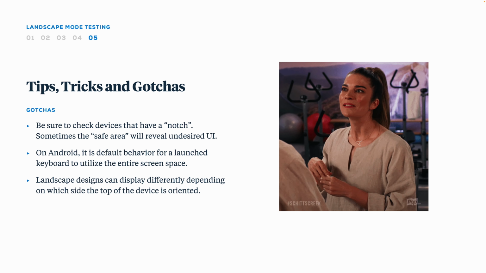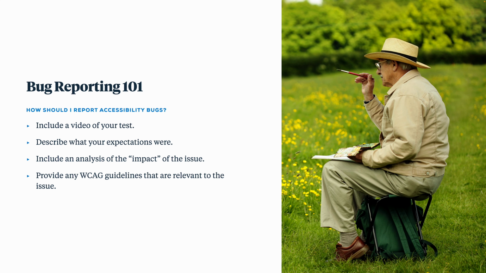Also, landscape designs can display a little differently depending on which side the top of the device is oriented. So along with great accessibility testing comes great bug reporting. What you should do is make sure you capture a screen grab of that problem happening. Make sure you describe what you expected to happen. If you rotated it, that you expected something to appear and it didn't, make sure you say that. Also, make sure to include the impact of the issue, and then making sure that you provide the WCAG guidelines that are relevant to the issue.